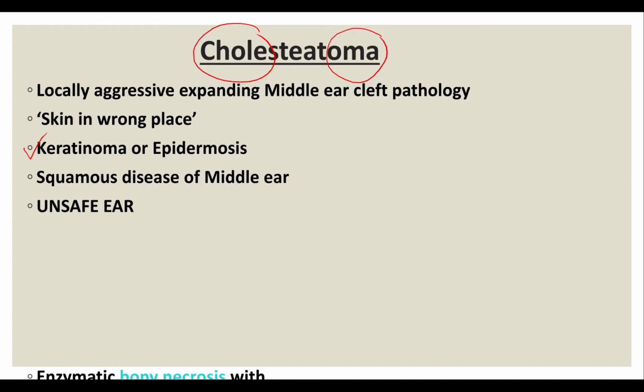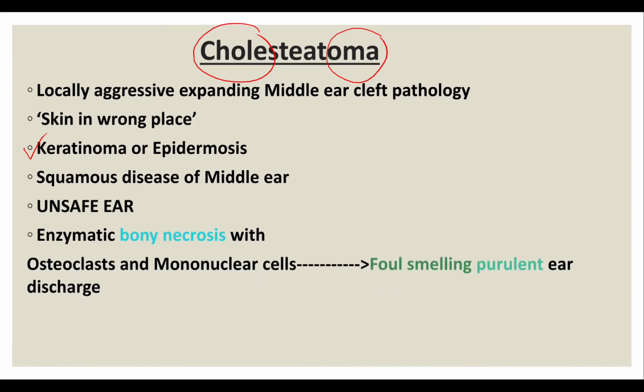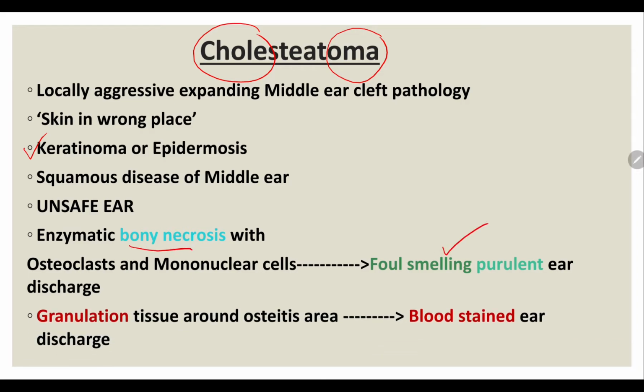Why it is an unsafe ear is because this lesion has enzymatic bony necrosis property with the activity of osteoclasts and mononuclear cells. Thereby, because of bony necrosis, there is foul smelling, purulent ear discharge, and also granulation tissue formation around the osteitis area, in turn resulting in the blood stained property of the ear discharge. Thus, cholesteatoma is known for its complications.